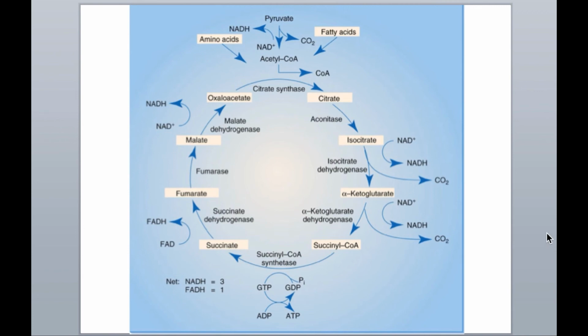So this figure is just to show you where the isocitrate dehydrogenase is used, and it is used in this step right here, about the 3 o'clock position, going from isocitrate to alpha ketoglutarate. Again, you don't need to know these intermediates, just know the rate-limiting enzyme and why it's important.